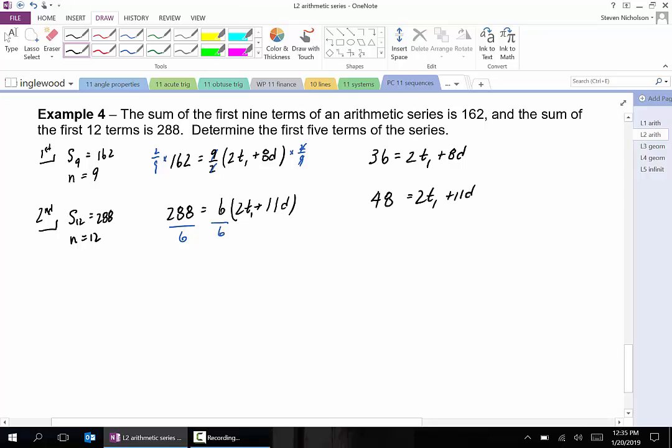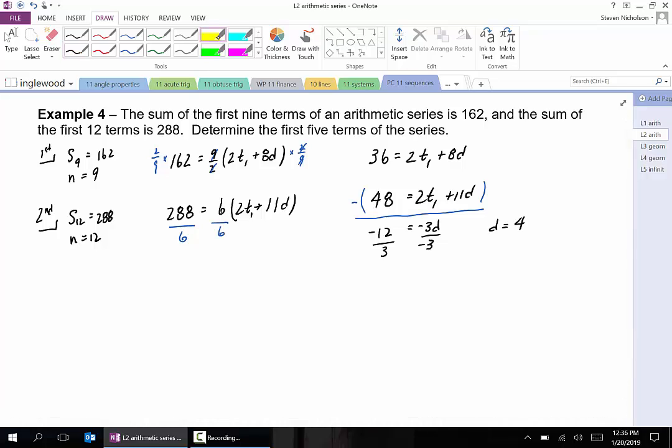So again, something really nice happens. I have a system of equations. I have 2 equations, I have 2 unknowns. And the simplest way to do this is elimination, because the T1s are the same. 2T1, 2T1, when you subtract, you get 0. And I have to figure out D anyway, right? In order to figure out the first term, I have to figure out T1 to figure out where to start. I have to figure out D to figure out how to get those next numbers that I want. And we have a really simple equation to solve, and we get D is equal to 4.